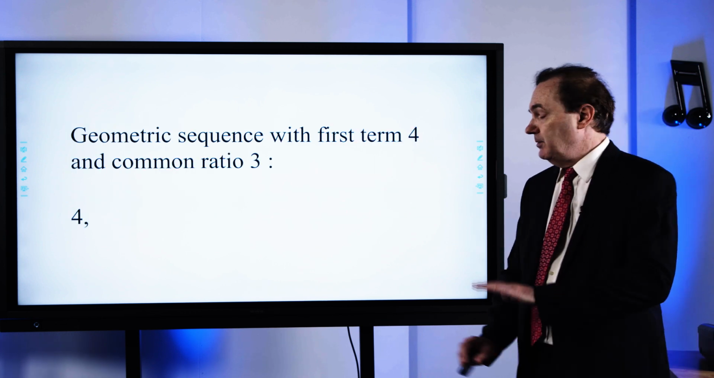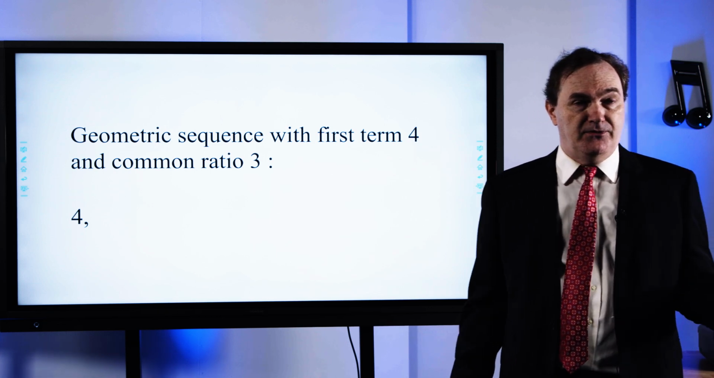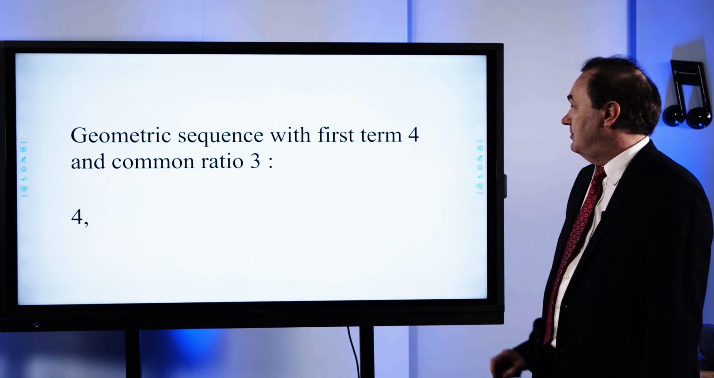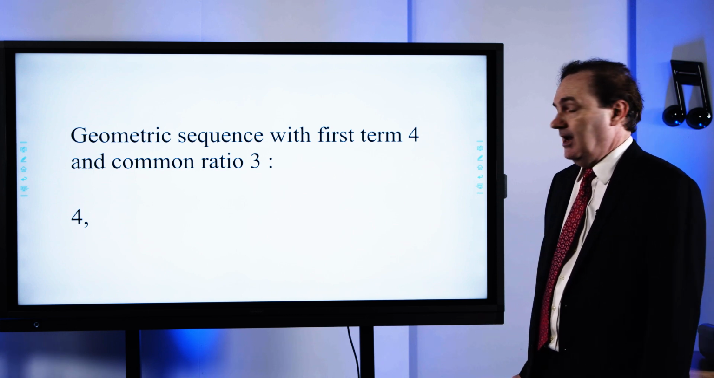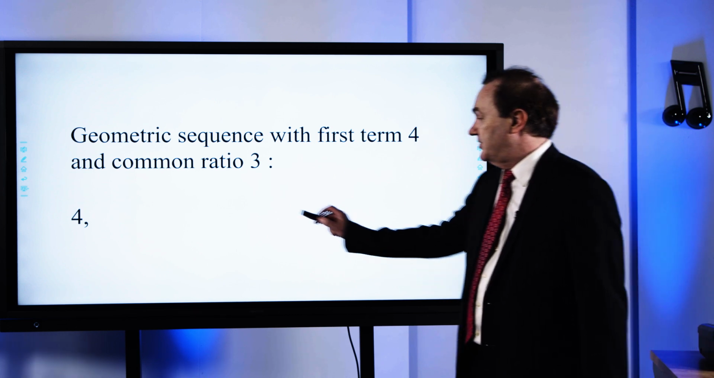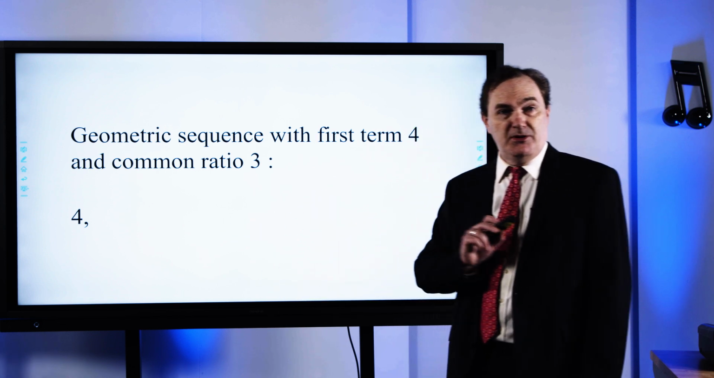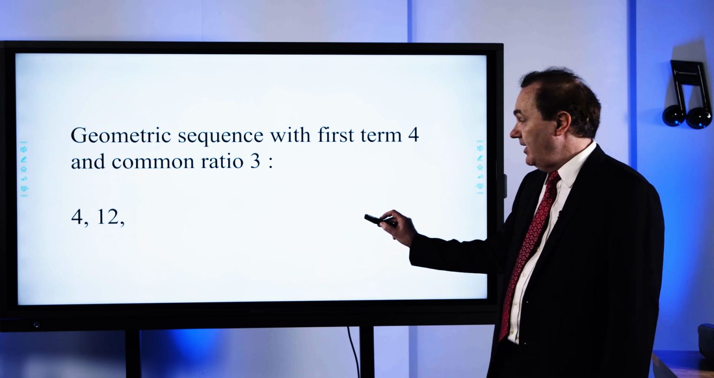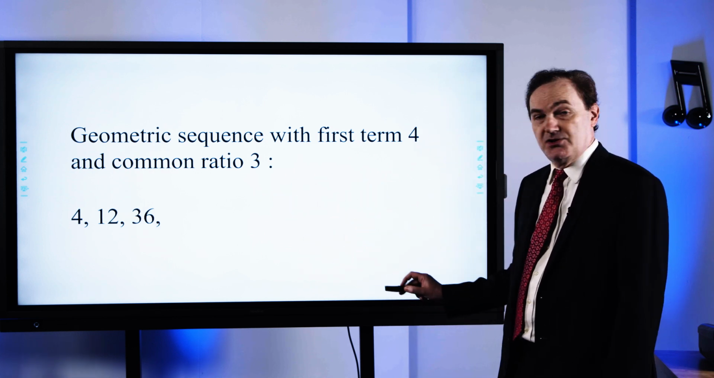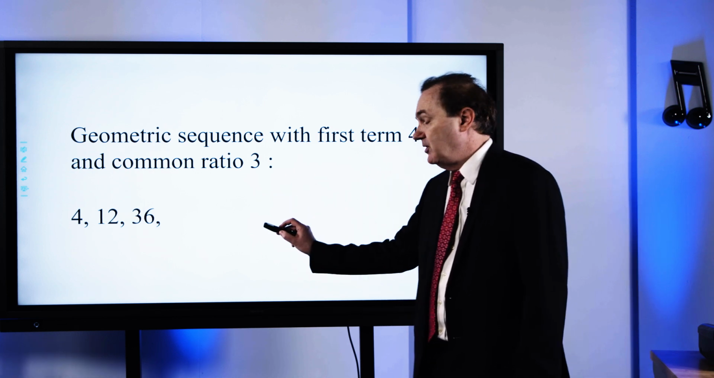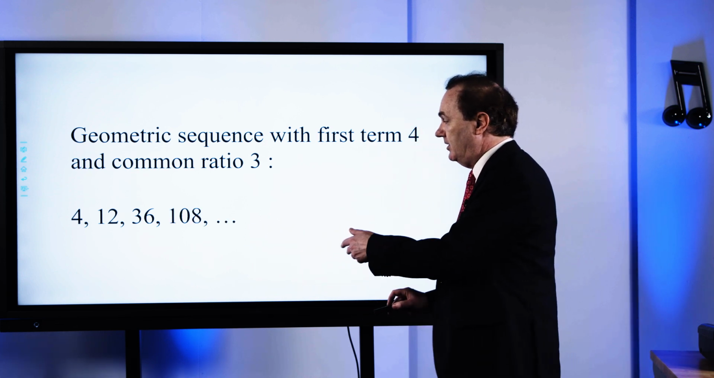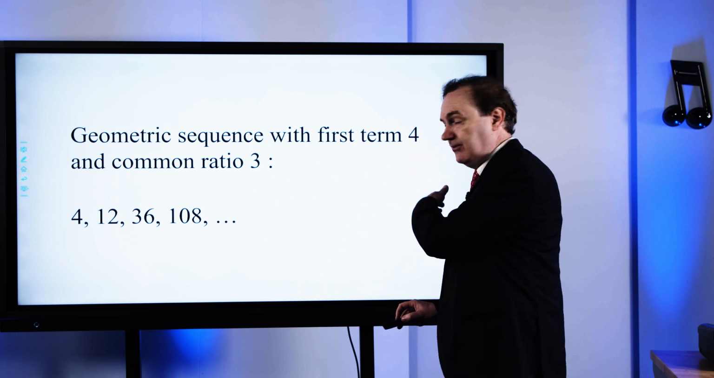So, for example, leaving music aside for a second, just doing a quick review of the kinds of things we were doing in the previous module on number theory. Suppose we have a geometric sequence where the first term is 4 and the common ratio is 3. So starting with 4, the next term would be 4 times 3, which is 12. The next term after that would be 12 times 3, which is 36. The next term after that would be 36 times 3, which is 108. And if you keep going, you'd have 324, and so forth.